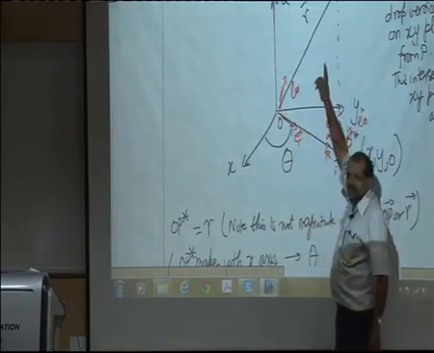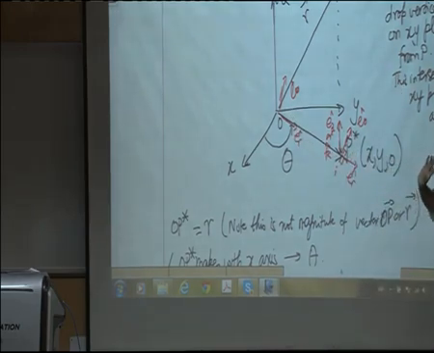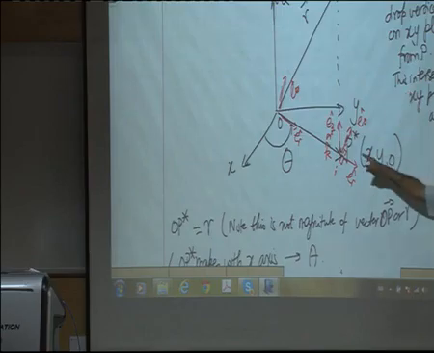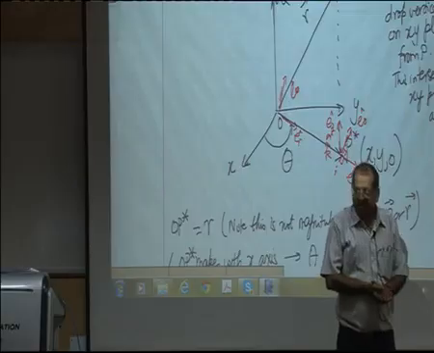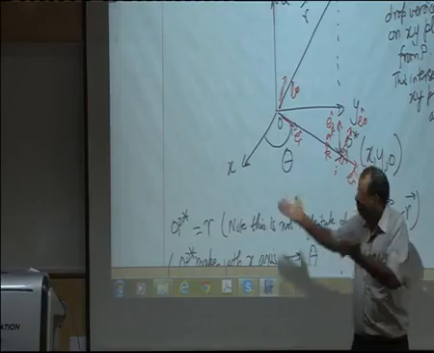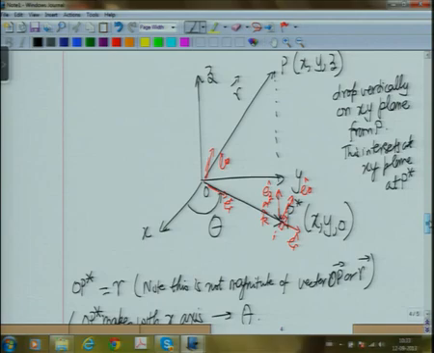We have to go to OP. I can write it as OP* plus P*P. What is P*P? That's the simplest: z Ez. What is OP*? r Er. So in the position vector, θ will not come explicitly. The position vector is r Er plus z Ez. Simple. Just look at the picture and the physics. So that is the position vector.